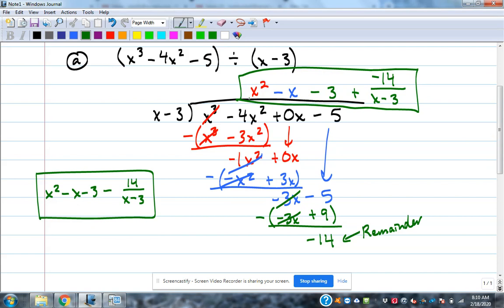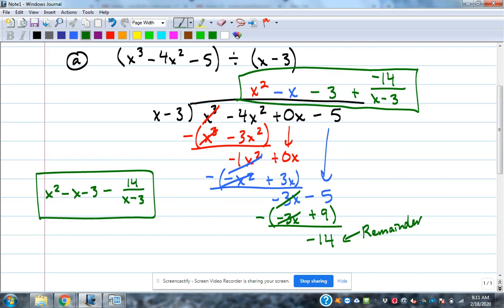Long division, it has a very bad name. Nobody likes doing long division. I don't think it's that hard. It's a lot of steps. This same problem can be done using synthetic division because the divisor is linear. If the divisor is linear, then you can use synthetic division. So we're going to do this same problem using synthetic division, which is much easier.